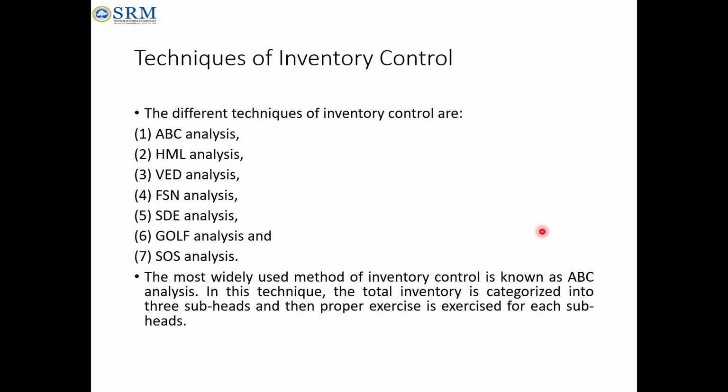So what are the techniques available under inventory control? Various types are there. The most popular one, mostly used in industry, is ABC analysis. That is the first one. The second one is HML analysis. The third is VED analysis, then FSN analysis, SDE analysis, GOLF analysis, and SOS analysis. Among these, ABC analysis is the most widely used. So these are the techniques available to do inventory control.